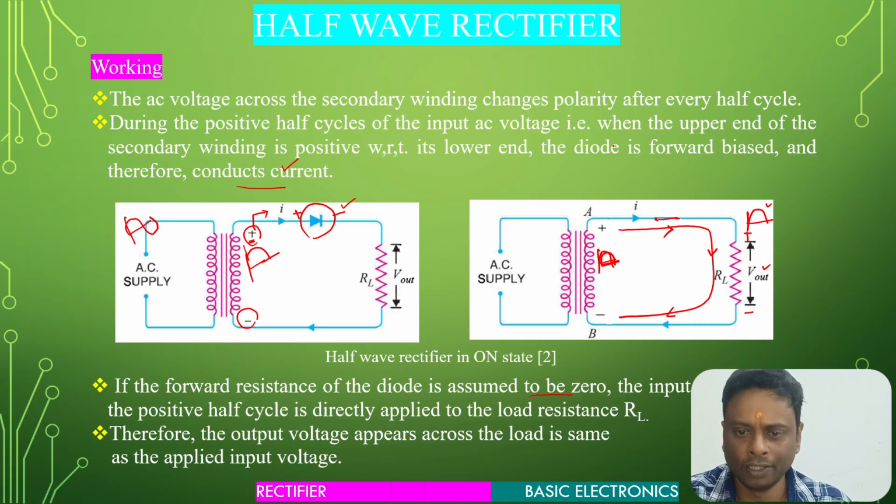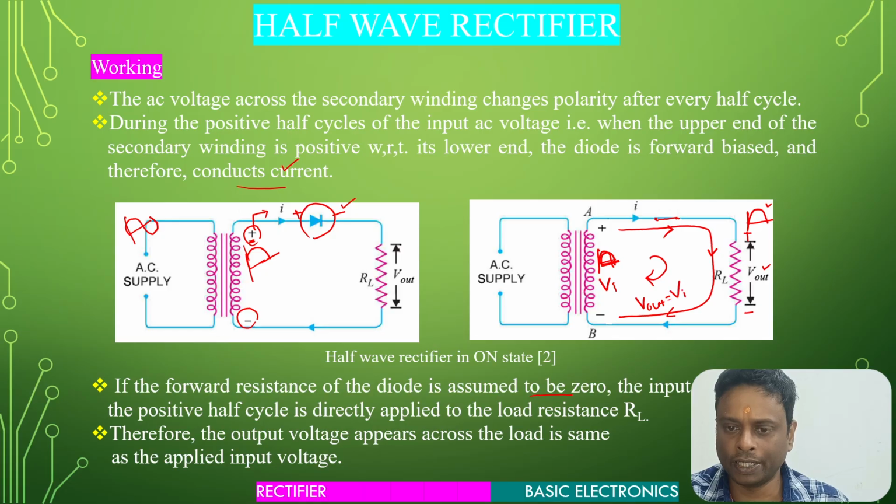You can see over here, this is our supposed VI. If we take the KVL, that will be V out equal to VI. So we are getting the exact input voltage at the output. So it is in the positive half cycle of the AC circuit.